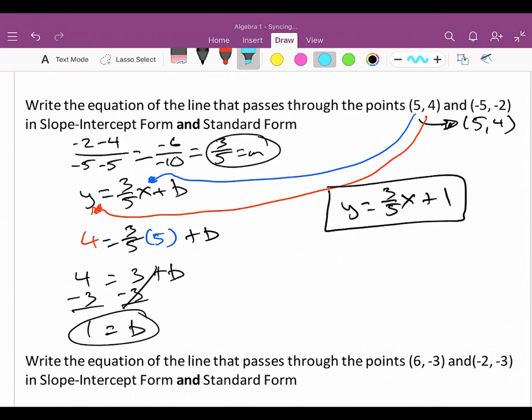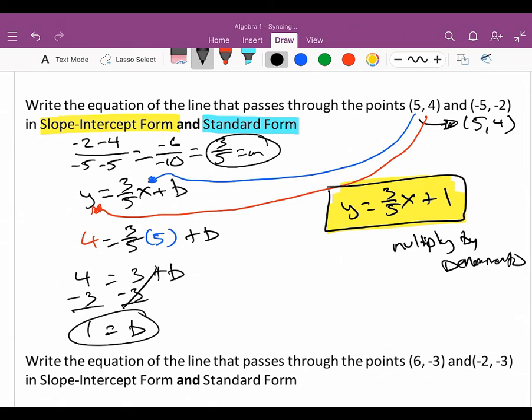Alright, that is slope-intercept form. Now I've got to move things over to standard form. The thing about standard form, again, is you can't have fractions. So go ahead and get rid of that fraction. To get rid of fractions, you just multiply by the denominator, the bottom number here. I'm going to multiply everything by that 5.